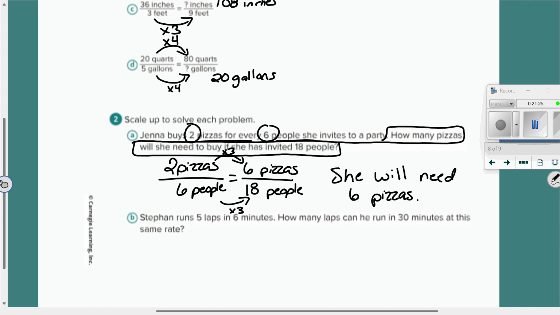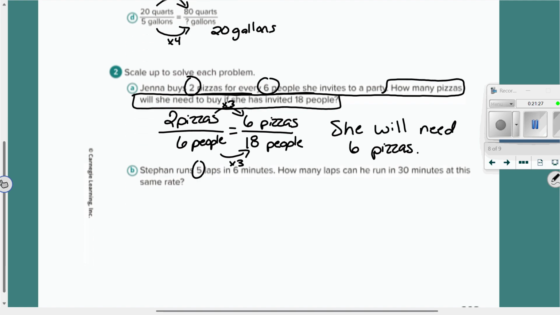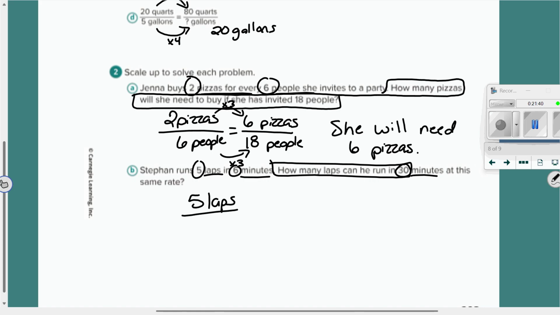All right, Stefan runs 5 laps in 6 minutes. How many laps can he run in 30 minutes? So what is my ratio? 5 laps to 6 minutes. And what do we know from our question? 30 minutes. So what do I do to 6 to get to 30? So 5 times 5? 25 laps. So he can swim.